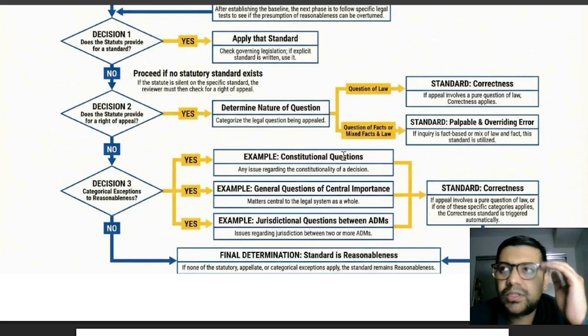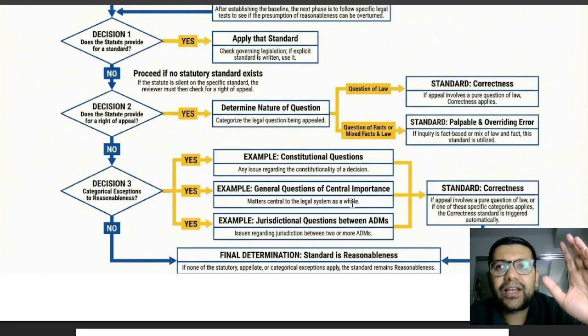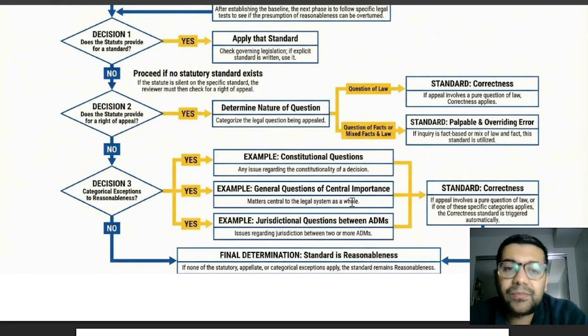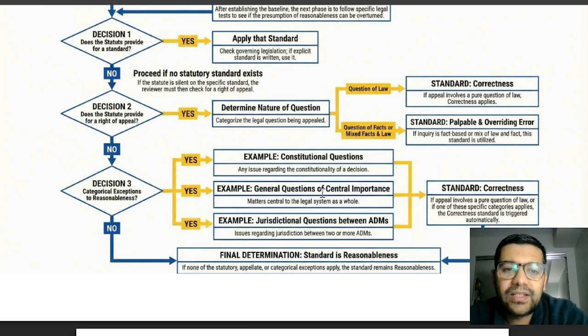It's regarding the constitution, so the court has to decide over there. Then the general question of central importance, something which is important to the whole legal system, and it impacts the legal system at that kind of a level. I'm sure the standard is really high over here when it comes to this exception.